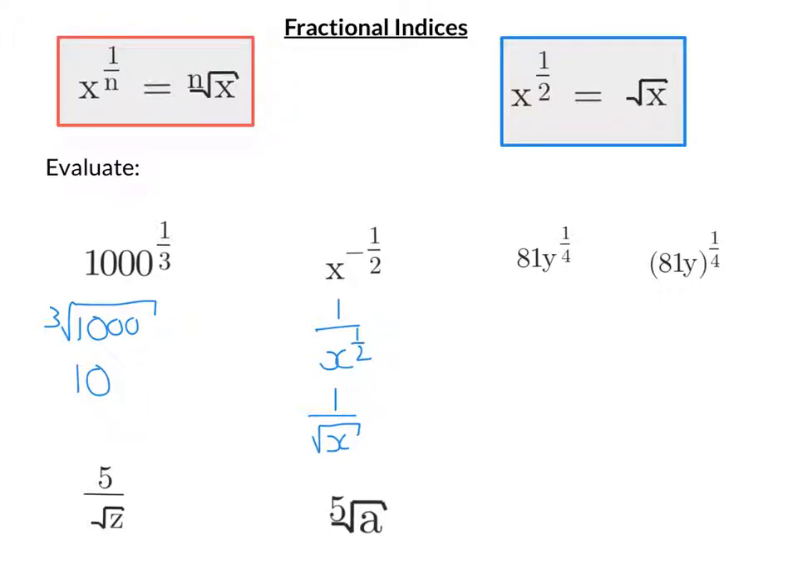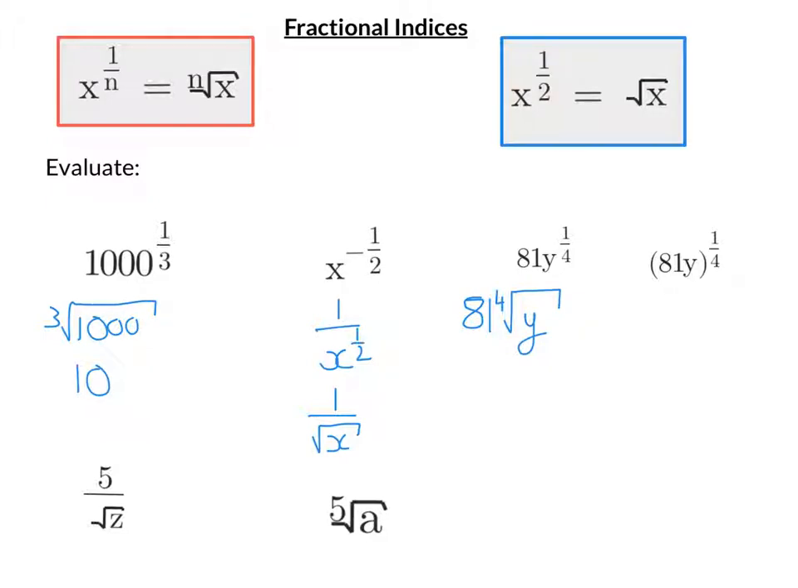Let's look at the next example, 81y to the power of a quarter. So 81 is going to be there, that's not involved in this power. Y to the quarter, well, using our new rule, that means we've got the fourth root of y. So that's my answer, 81, fourth root of y.